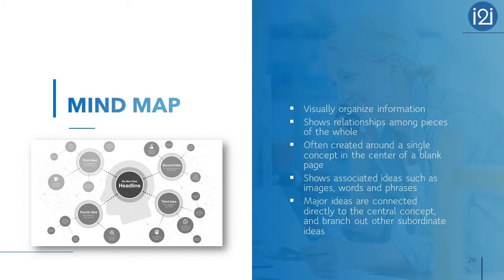On each branch, brainstorm the individual issues or concerns. This shows associated ideas with images, words, and phrases. Major ideas are connected directly to the central concept, and you branch out from other subordinate ideas. This exercise helps to organize your thoughts and group related issues. The tool can be used much like brainstorming, except that it provides some structure to the free flow of ideas.